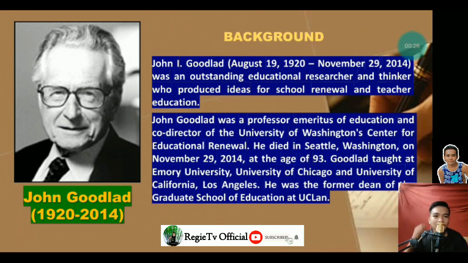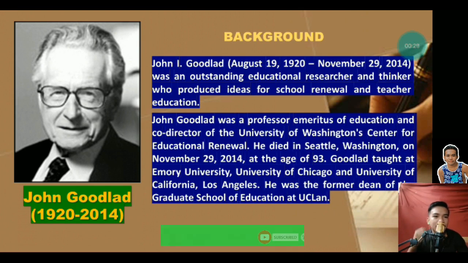John I. Goodlad, August 19, 1920 to November 29, 2014, was an outstanding educational researcher and thinker who produced ideas for school renewal and teacher education. John Goodlad was a professor emeritus of education and co-director of the University of Washington's Center for Educational Renewal. He died in Seattle, Washington on November 29, 2014, at the age of 93. Goodlad taught at Emory University, University of Chicago, and University of California, Los Angeles. He was the former dean of the Graduate School of Education at University of California, Los Angeles. So that was his short background.